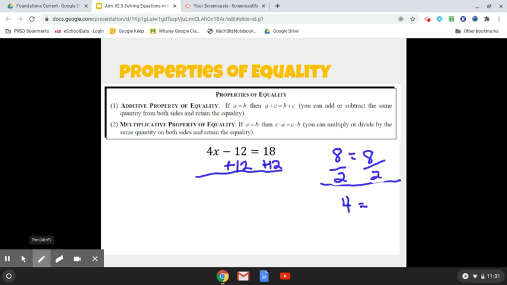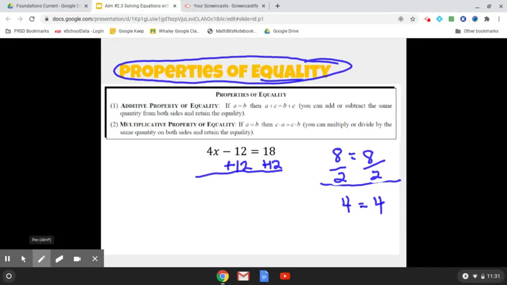And that's the reason why when we're solving equations, whatever you do on one side, we do on the other. That's to keep the equation true, to keep it balanced, okay, to keep it equal. Hence the name, the property of equality.